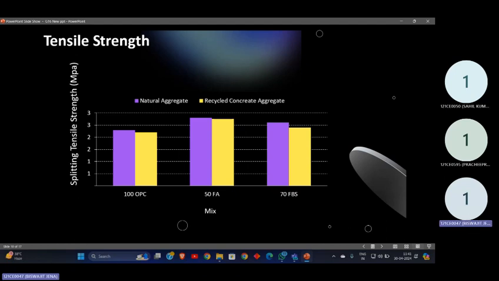Here the OPC signifies ordinary Portland cement, BFS signifies blast furnace slag, and FA signifies fly ash. Here two colors are present, purple and yellow. The purple color signifies the natural aggregate and the yellow color signifies recycled concrete aggregate.